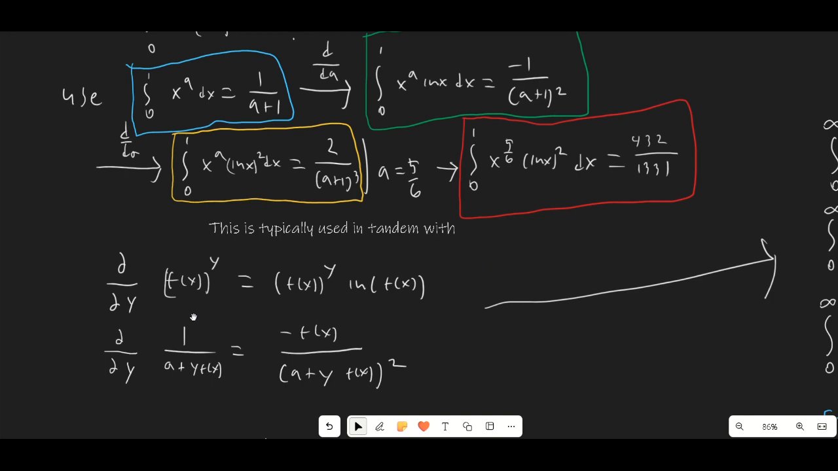And another situation that this is commonly used with is if we have 1 over (a plus y f of x), when we differentiate with respect to y, because we have this reciprocal here, we get negative f of x over (a plus y f of x) squared. And notice that this 1 over is just a reciprocal, right? This is all raised to the negative 1 power, but with a simple differentiation, we got it raised to the negative 2 power, which is very, very helpful in many situations, because obviously it's going to be harder to deal with some function squared on the bottom than just some function on the bottom. So that's something to keep in mind as well.